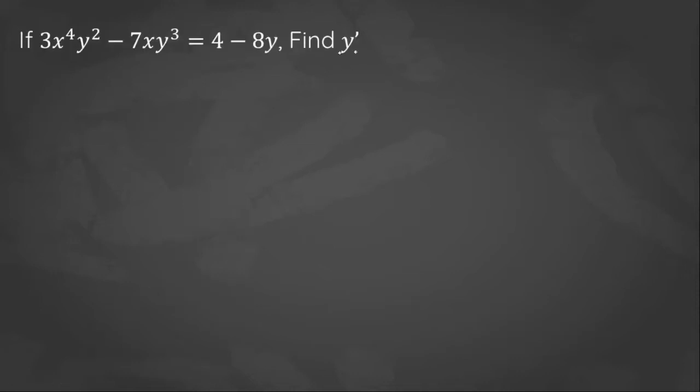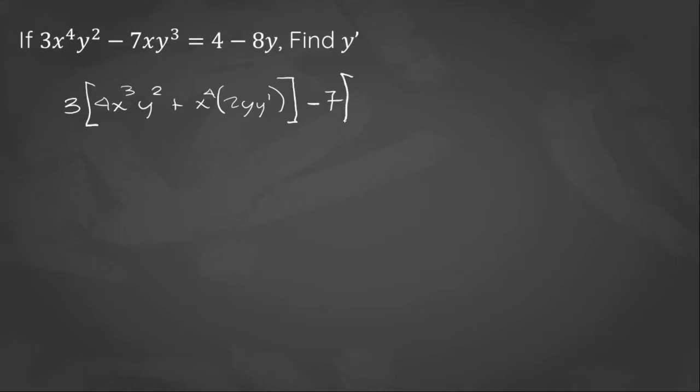So we are asked here to find the first derivative of our function. Now, taking the derivative of each term with respect to x, according to the product rule, this is equal to the derivative of x fourth, which is 4x cubed, times y squared, plus x fourth multiplied by the derivative of y squared, which is 2y y prime, minus 7, our constant. Then the product rule: the derivative of x is 1, so we have y cubed. The derivative of y cubed gives plus x times 3y squared y prime, equal to negative 8 y prime.